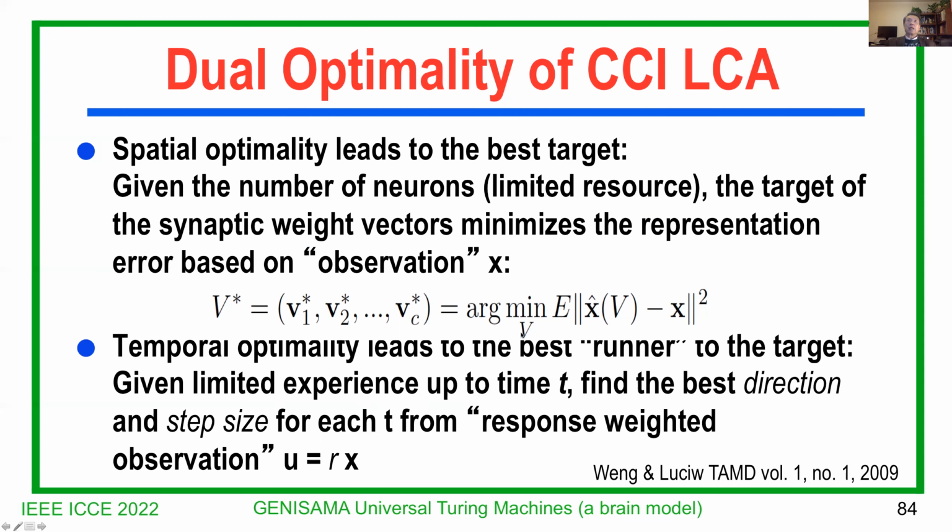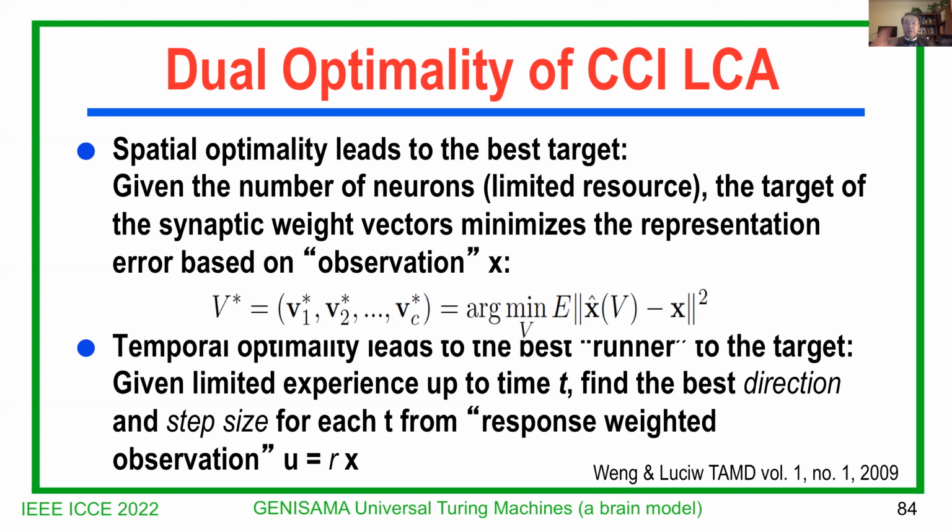The target is to minimize the error in the Euclidean norm. The stars are optimal. And how do we reach these V's from the X? And this V is inside this C. These are C features, for example, right? The temporal optimality means finding the best winner for the target, given the limited experience up to time t: find the best direction and step size for each t from response-weighted observation. So this is the best. We also know the step size, not just direction, not just gradient. Actually, it's the same as gradient, but also step length.